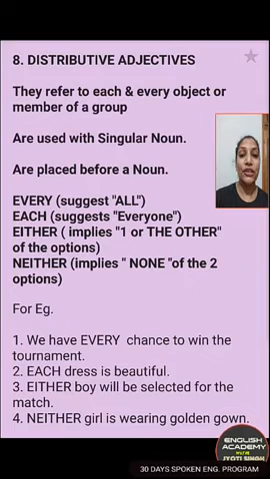Second, each. Each again refers to everyone. Okay, either and neither are used for two. When I say either, it means one or the other of the two options. And when I say neither, it means none of the two options. Let's understand this with an example.